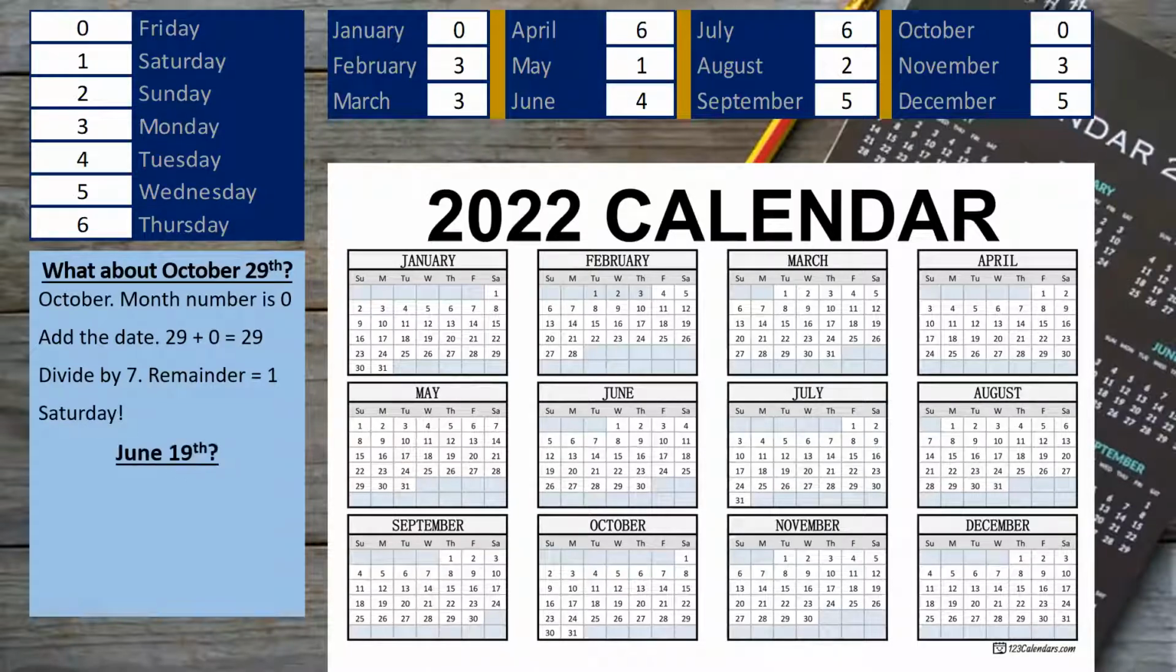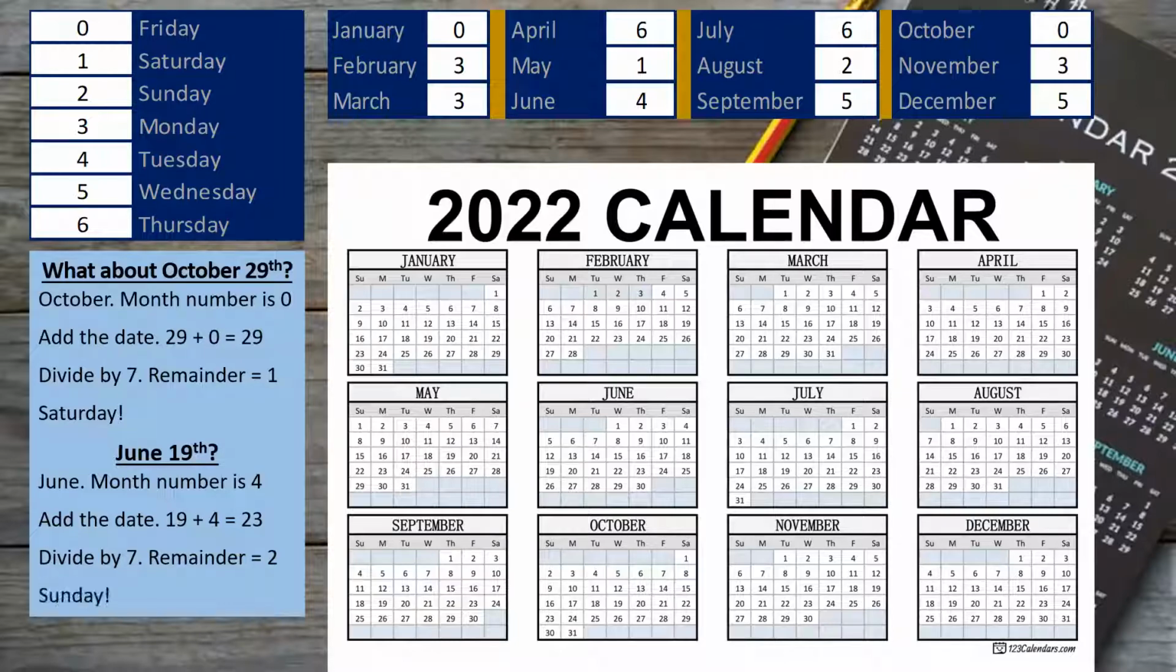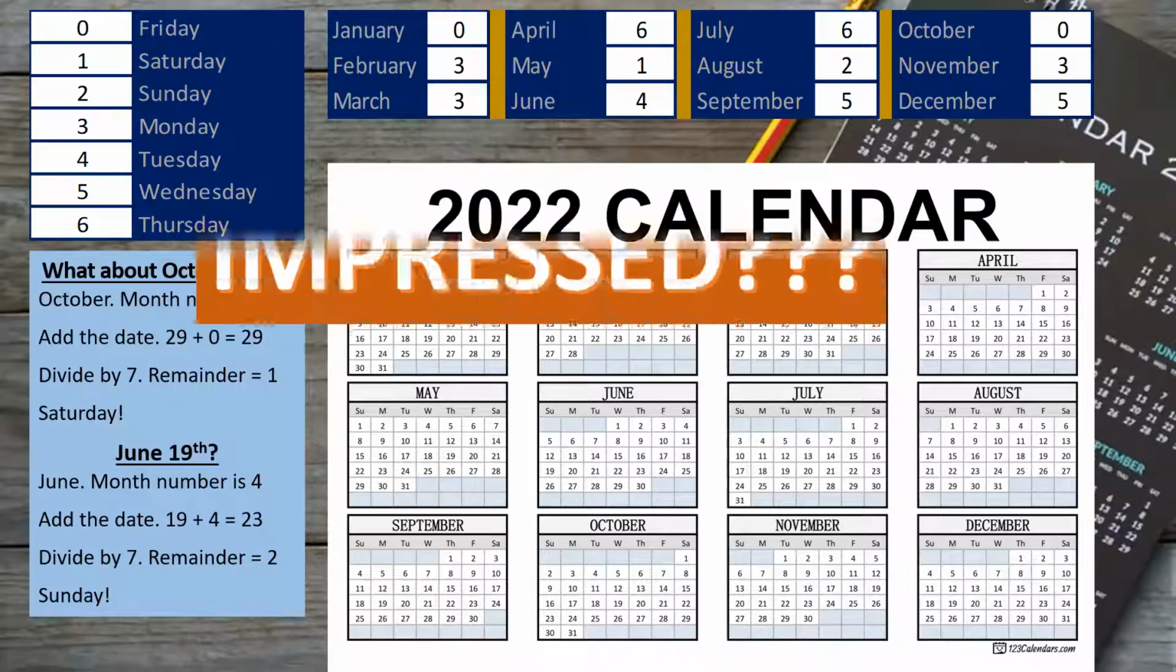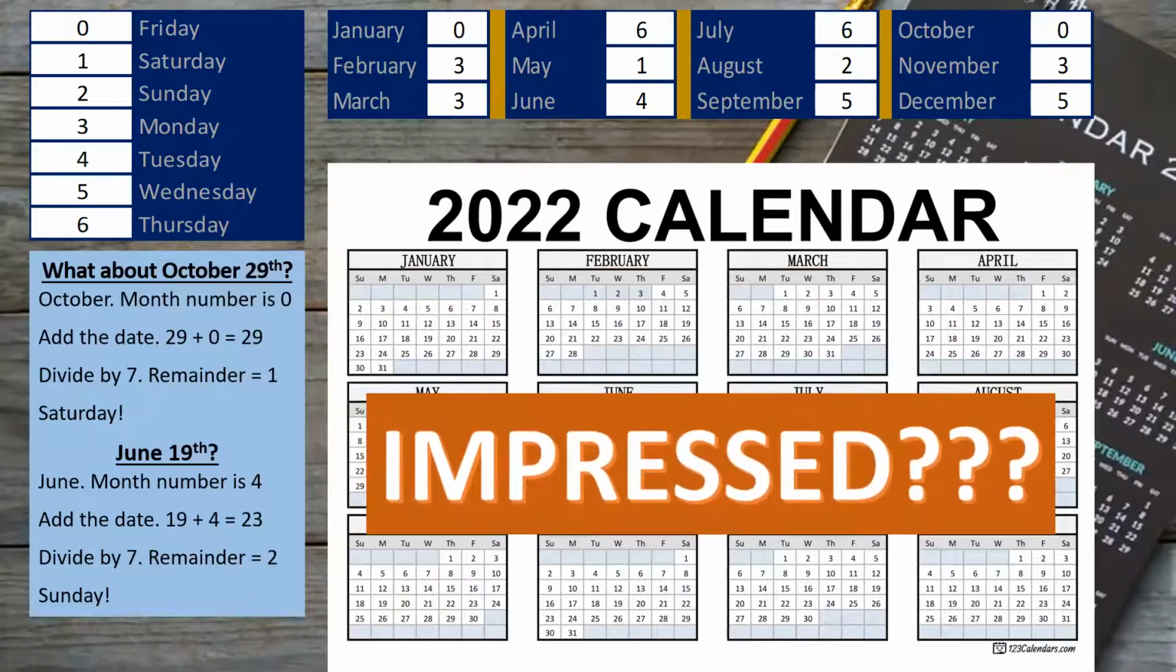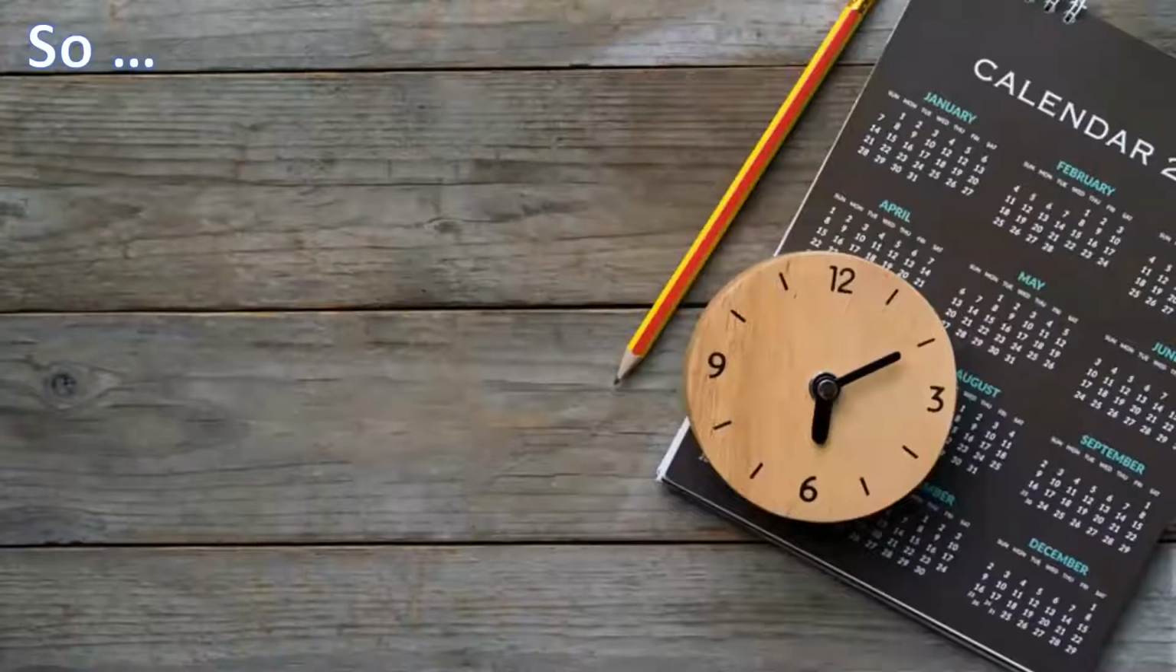Okay, let's look at another date, June 19th. June's month number is 4. The date 19 plus 4 is 23. Divided by 7, the remainder is 2. 2, look at the grid above, is a Sunday. Look at the calendar, June 19th is a Sunday. Yep, it worked again. You must now be impressed, right? Please say yes. Please say you're impressed.